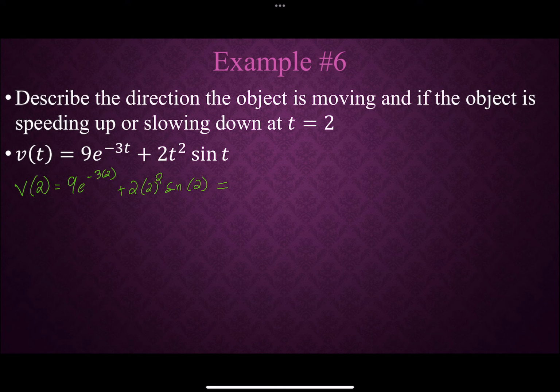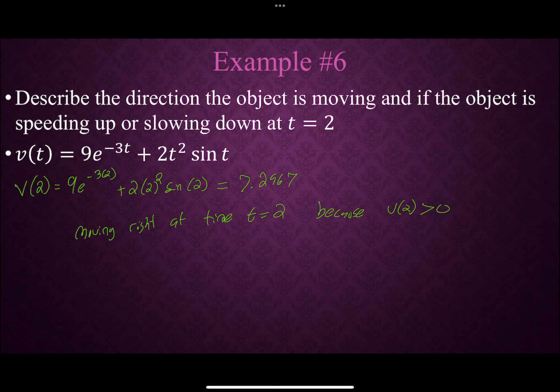It's obviously a calculator-based thing. You can't do e to the negative 6 or sine of 2 by hand. And you'll get a positive 7.9267. So that means we are moving right at time t equal to 2 because your velocity at 2 is positive.